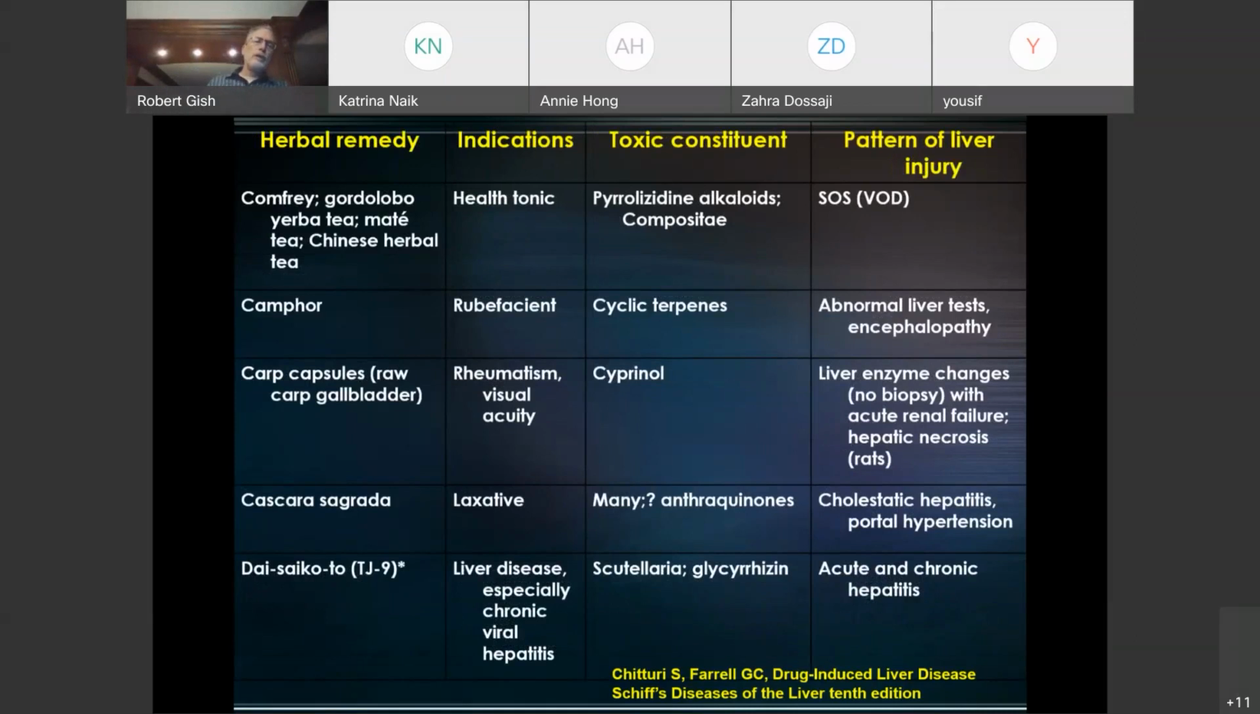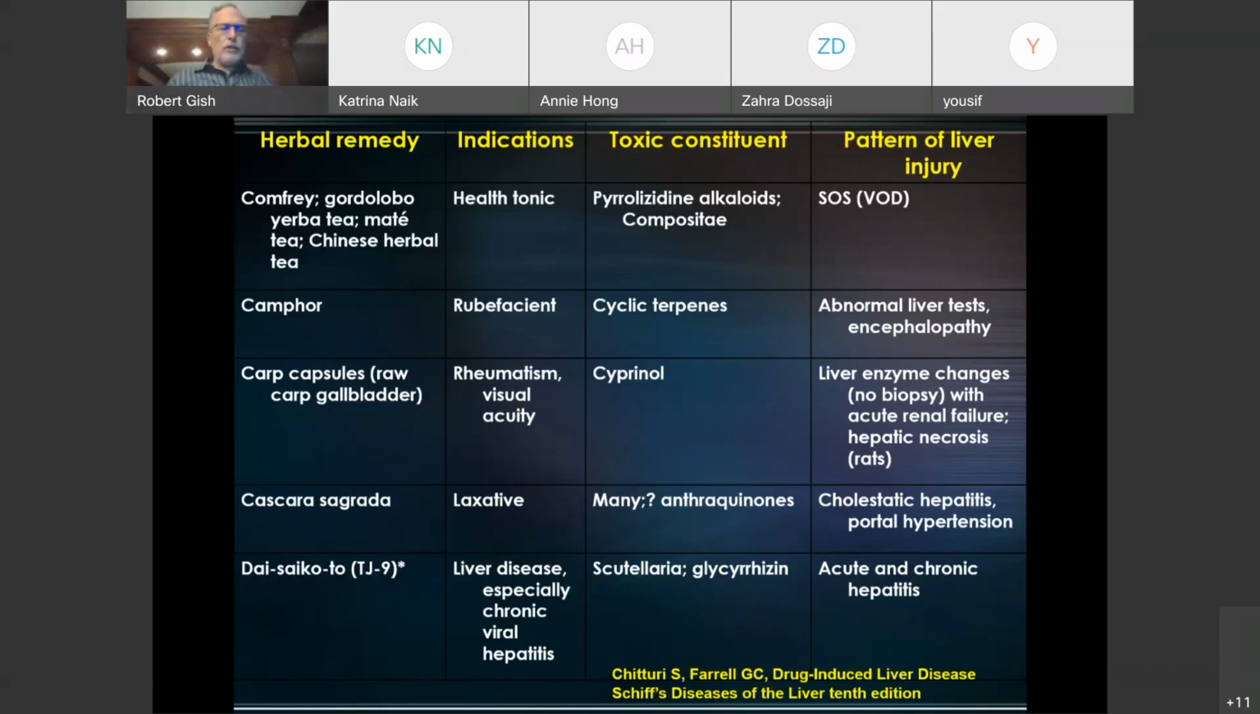Comfrey, upper left corner, common. Yerba mate tea is super popular now among soft drinks or health drinks. But there hasn't been a huge number of toxic cases linked to these, or those would have been pulled from the market. So I don't understand why these were published 20 or 30 years ago from a liver toxicity perspective, yet they're being sold now commonly as a soft drink substitute, actually.